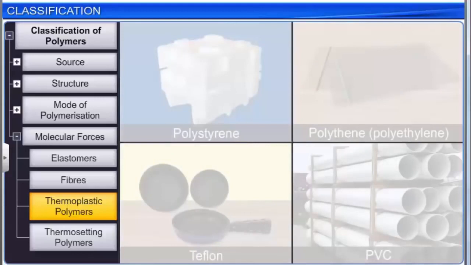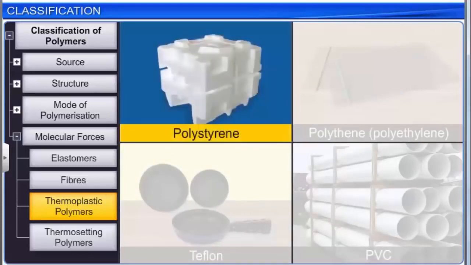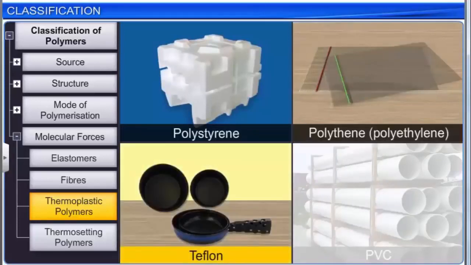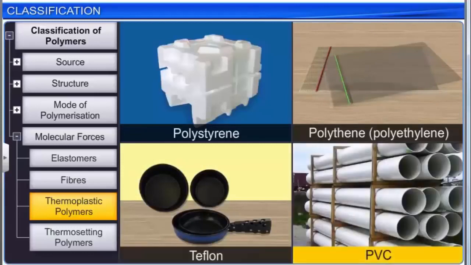Some examples of thermoplastic polymers are polystyrene, polythene, or polyethylene, and Teflon, and polyvinyls such as PVC.